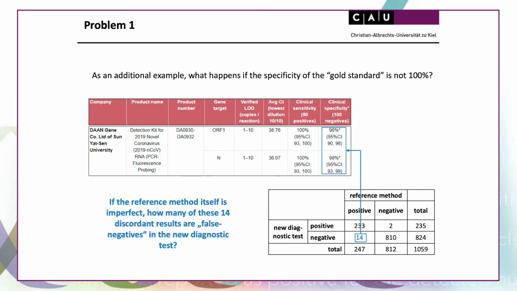The same question arises with respect to discordant negative test results if the reference PCR test in the next example has maximal sensitivity but a low specificity. How many of these 14 discordant results are false negative in the new diagnostic test? Do these negative test results indicate a low sensitivity of the new diagnostic test, or is the discordance simply the result of the low specificity of the reference test, which is known to produce false positive test results?